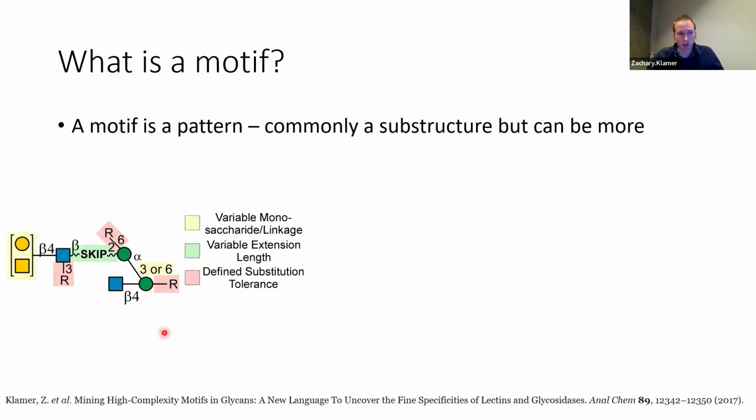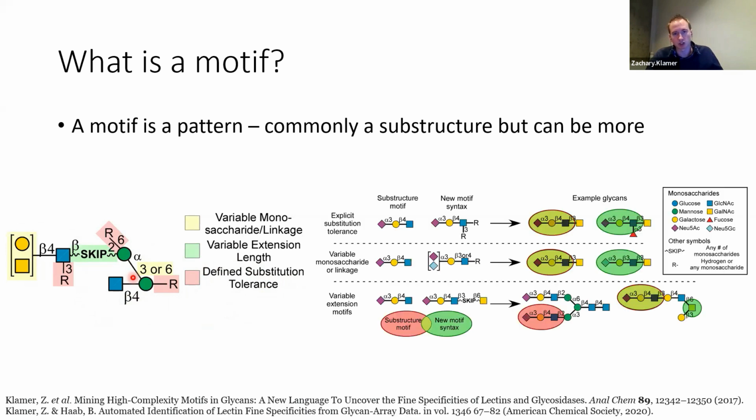And this is where we started our work with Motif Finder initially. We developed a concrete motif syntax capable of defining any possible combination of glycans through a very flexible syntax. We incorporated the basic substructures, and then we added the ability to introduce variable monosaccharides or linkages, the ability to use special linkages such as skips, which denote a variable extension between a core and a terminal group, for example, as well as the ability to specifically and explicitly define which carbons can tolerate a substitution. So this let us do things that you couldn't do with a simple substructure.